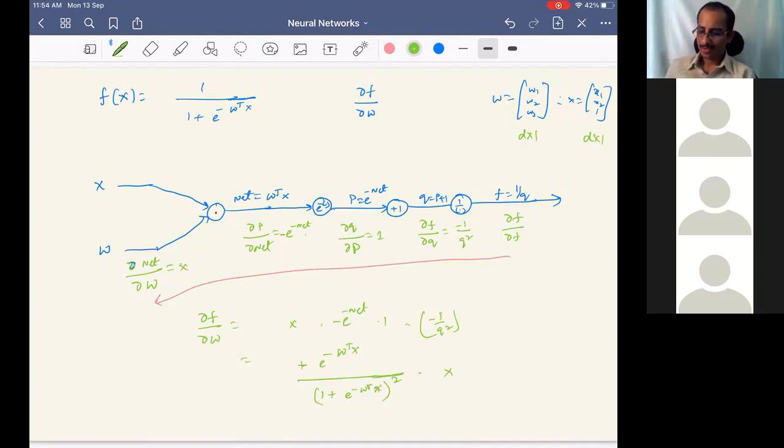Sir, X is not written. Sorry, X is not written? It's written, sir. Yeah, right. Oh, fine, good. So now this is how the answer is, dou F by dou W. Yes, sir. This is how the computational graphs are constructed and used.